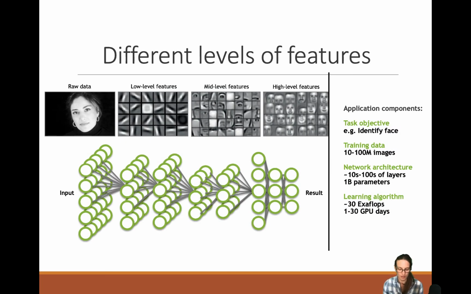More cool examples, as I mentioned, low-level features are edge detection very often. If we go deeper, we see actual outlines of eyes, noses, etc. And if you go really deep, in the deepest parts of your network, you can find real actual faces and very, very clear features. This is a slide from NVIDIA, which came from an application whereby we had face identification. It was trained on 10 to 100 million images, and it had hundreds of layers with 1 billion parameters.